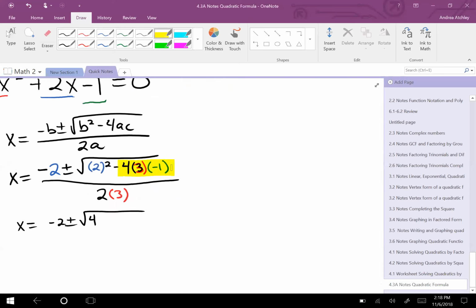Negative 4 times 3 times negative 1. Is that a positive or a negative? This should be positive. 4 times 3 is 12, times 1 is 12, and a negative times a negative is a positive. So you need to make sure that you check your signs right here.